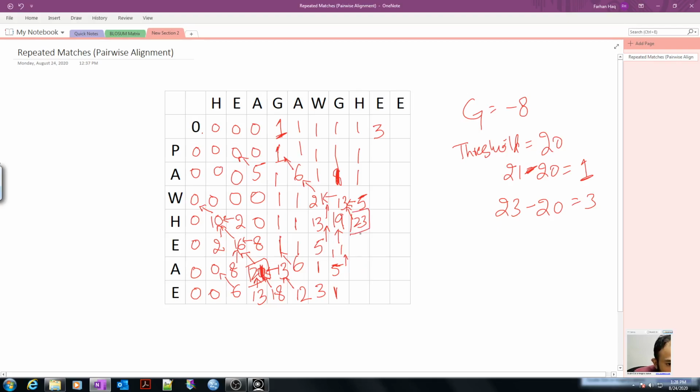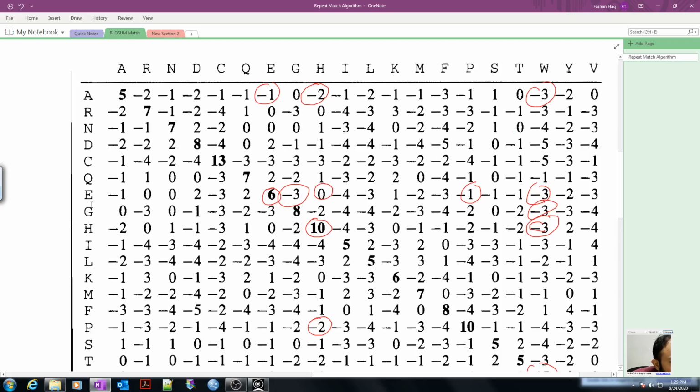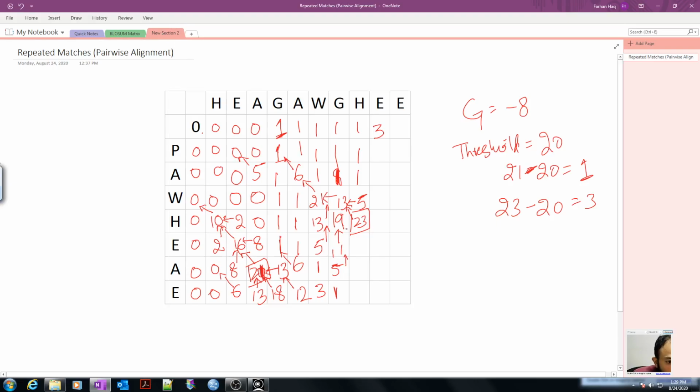And 23 plus the gap, if we add the gap here, H and E, this will be 15. But if we add H and E score, if we check here E and H, that is 0. So if we add 19 plus 0, the maximum value is from here, that is 19. Then if we add gap here, 11, and then in the last, if we add E and H again, that is 0. So the maximum value, if we add from here 11 minus 8, that will be 3.